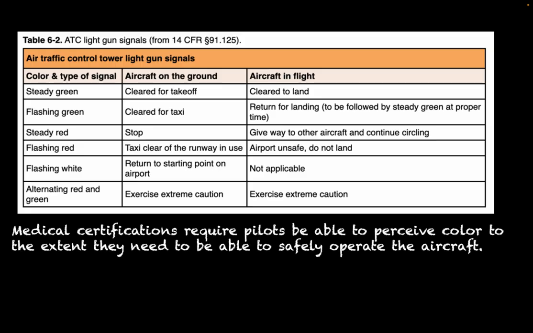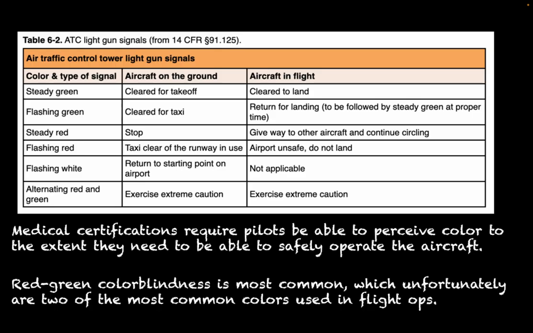So medical certifications for being able to fly will actually require pilots to be able to perceive color to the extent that they need to be able to safely operate their aircraft. So table 6.2 from your textbook shows you the different types of colors that are used in flight operations. So green, green, red, red, white, green, red. So you can see red and green show up a lot here.